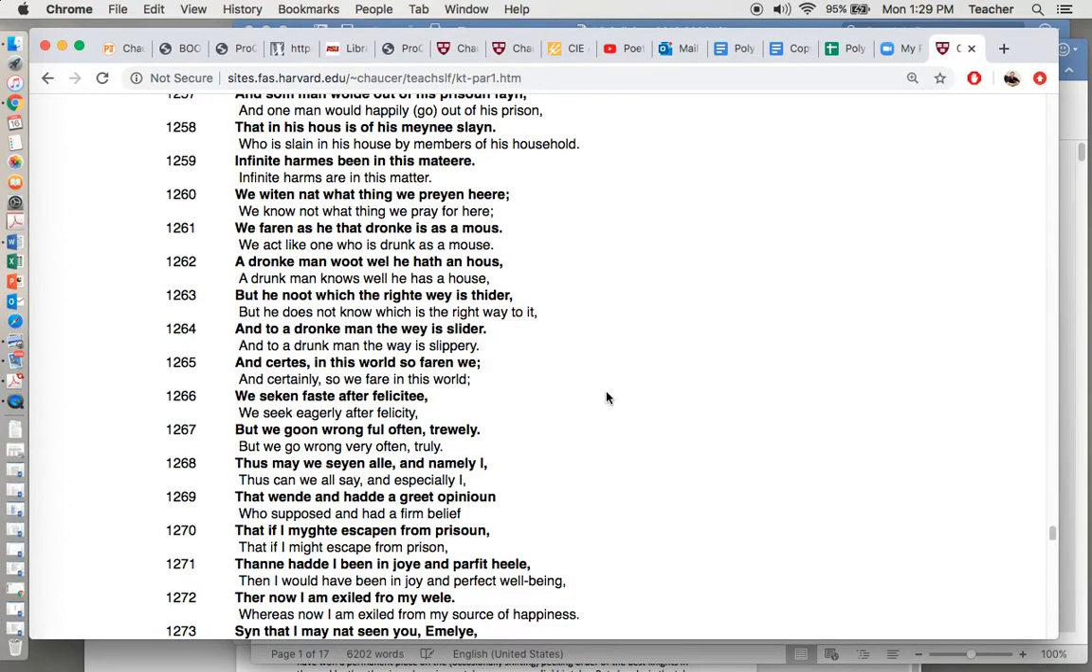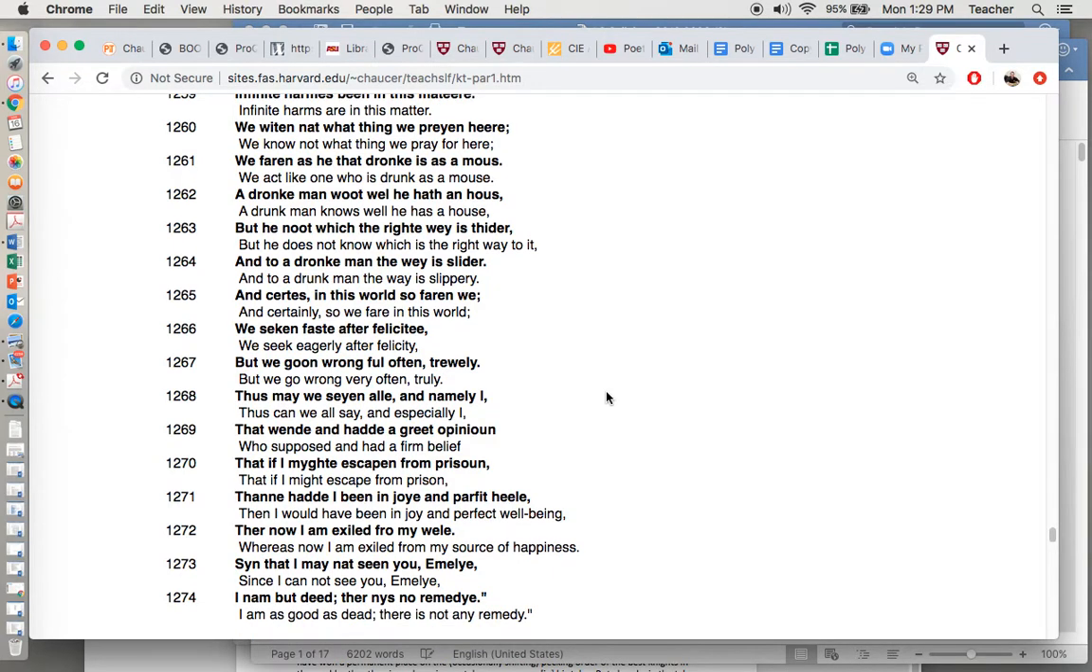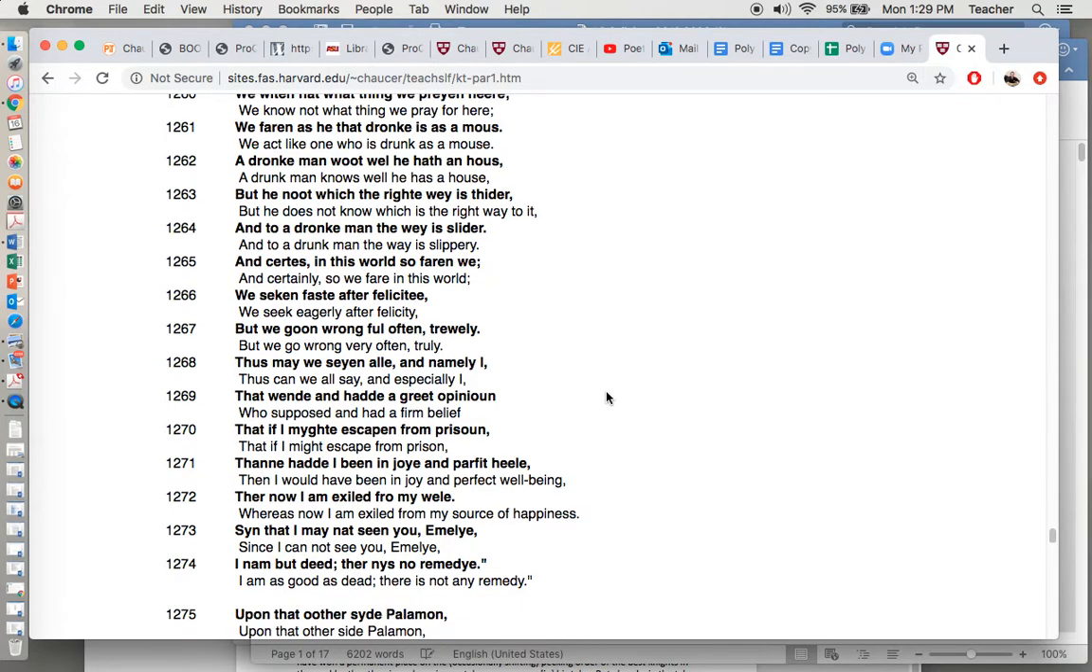And certes, in this world so fair and way, we seek and fast after felicity, but we go on wrong full often truly. Thus may we say in all, and namely that wind and hard a great opinion, that if ye made escapen from prison, then had ye been in joy and perfect health. There now ye am exiled from my welfare. Seeing that I may not see you, Emilia, I stand corrected. I nam but dead, there needs no remedy.